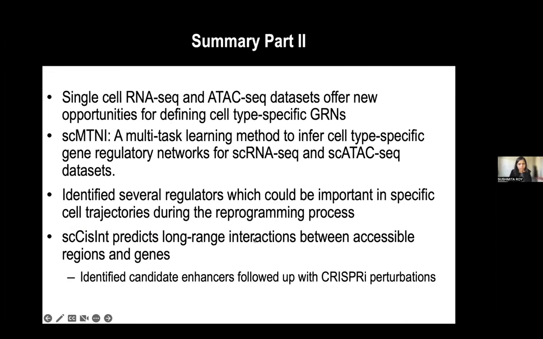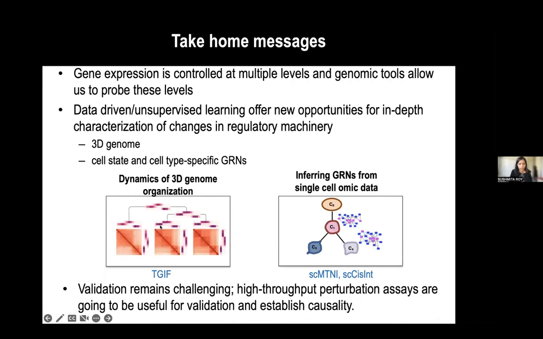So that pretty much concludes what I wanted to tell you. There's a lot of promise with single cell RNA-seq and ATAC-seq in defining cell type specific GRNs, but we need to come up with methods that are geared towards single cell data, especially handling heterogeneity and population structure. And so that was the SCMTNI method. And then SCC-SINT was trying to, again, use single cell accessibility to try to predict these types of long range interactions.